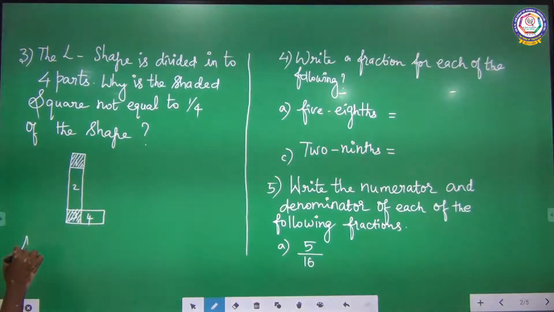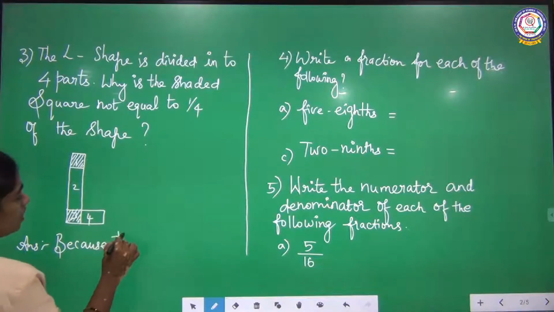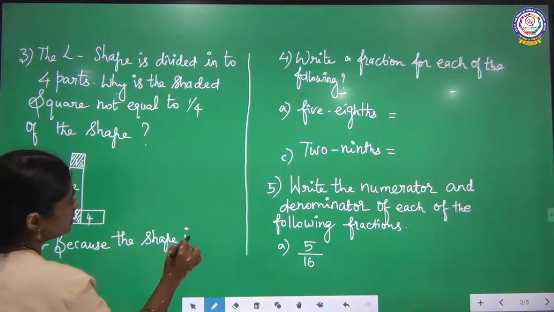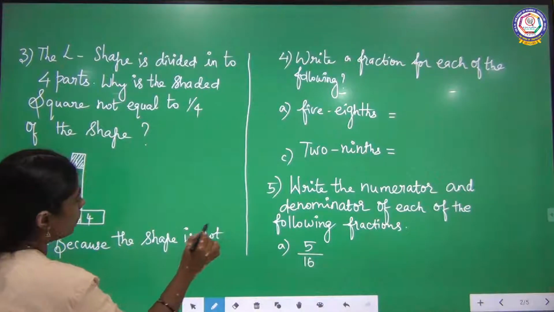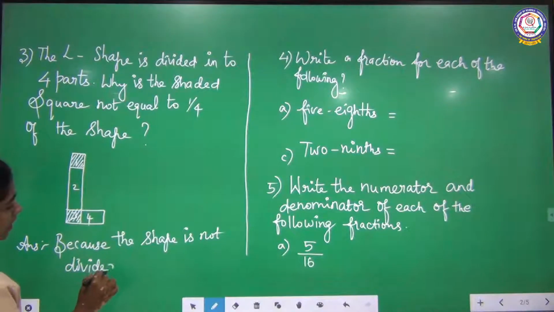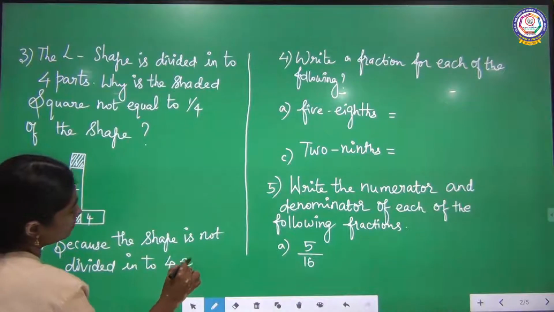So, I am going to write the answer to be: because the shape is not divided into 4 equal parts.